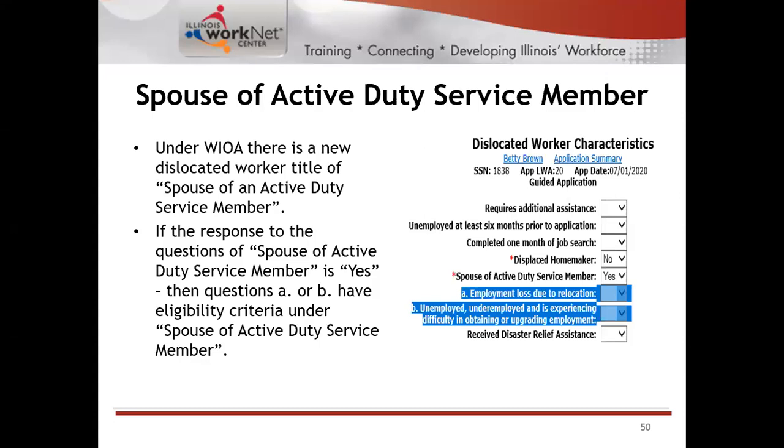So they put in this criteria. And the initial intent was, if a spouse lost their job when he or she was moving to follow their spouse that's in the armed forces, they would meet eligibility. But then they even broadened it to if you're a spouse of somebody that's in the military and you're just unemployed or underemployed and experiencing difficulty in obtaining or upgrading employment, you would be eligible also. So it doesn't have to be associated with the move. So either you lose your employment because you've moved with your spouse, or you just lost your employment and having a hard time regaining employment is another characteristic for that. But again, it's only tied to spouses of folks in the military.